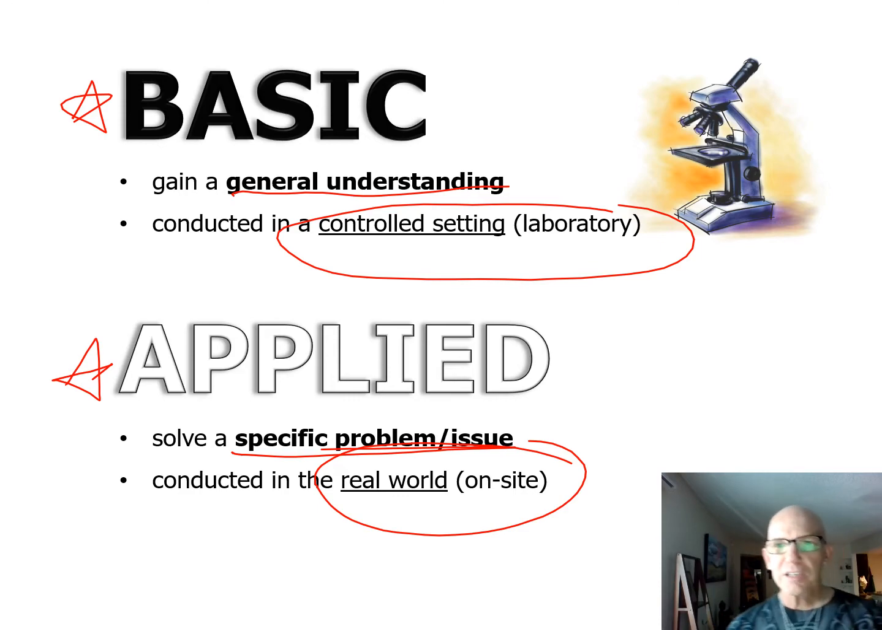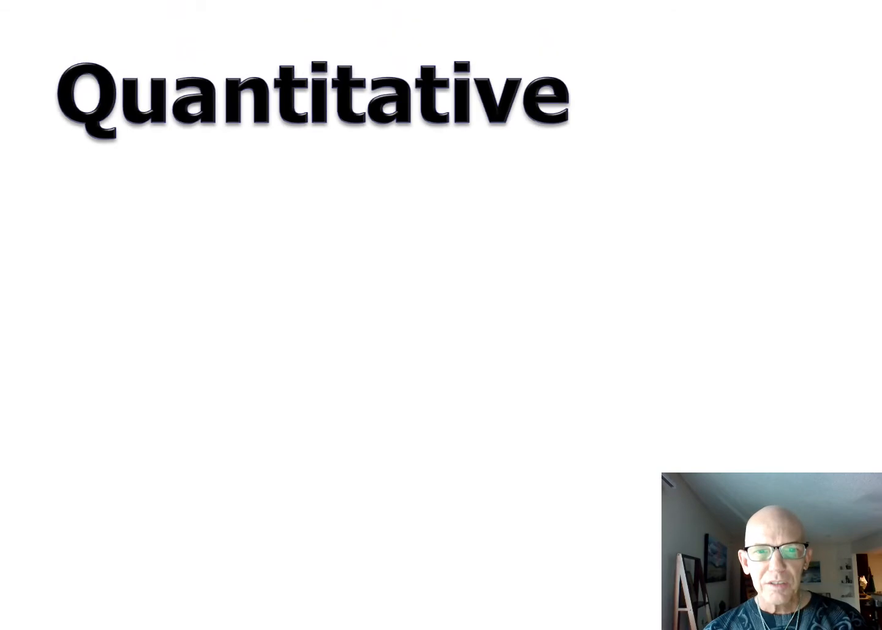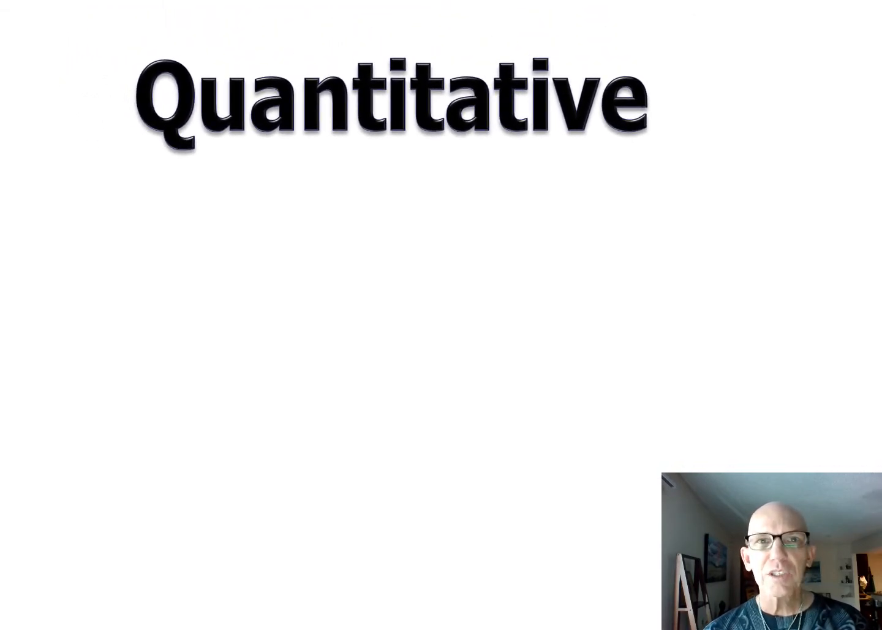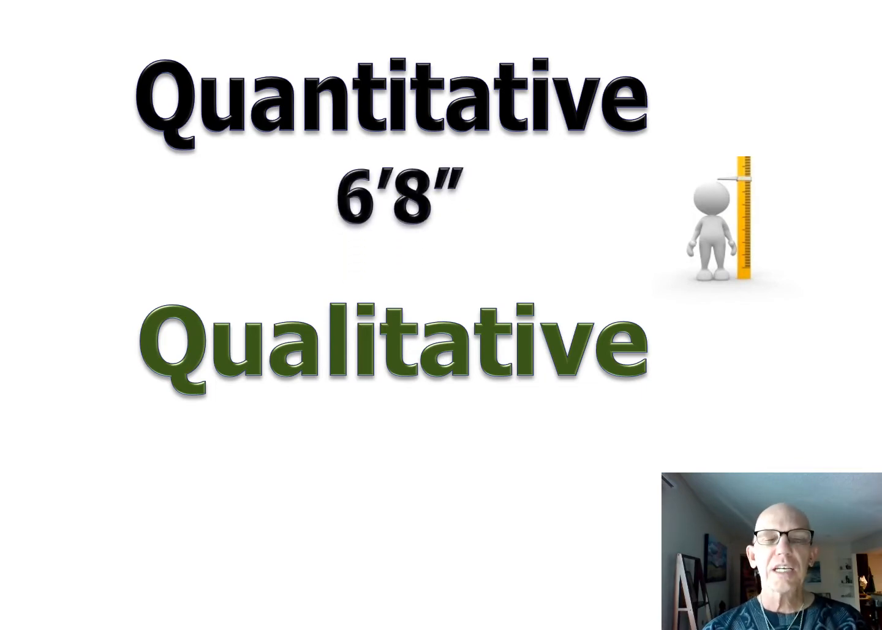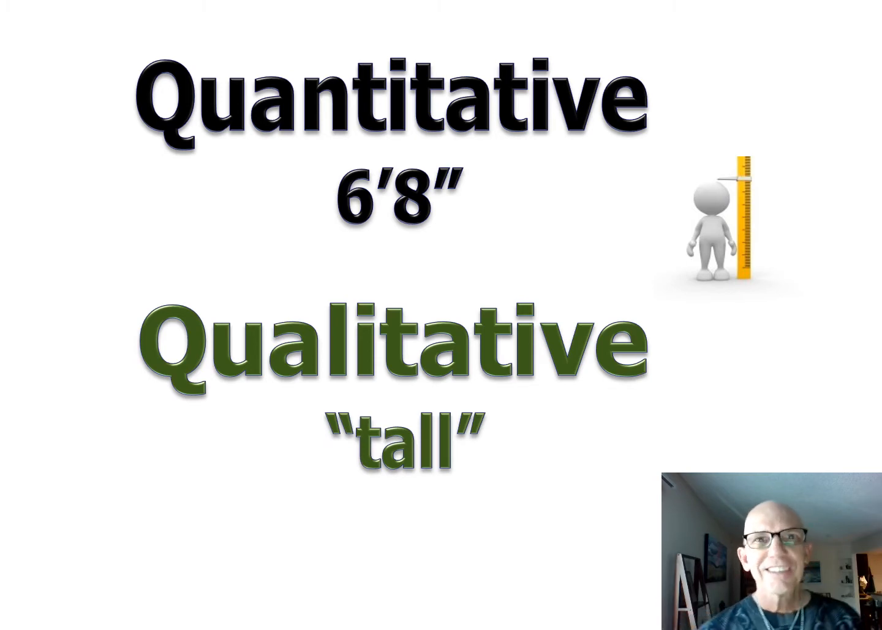Now, the other thing, if we were in class, I would go off a little bit more on is the difference between quantitative research and qualitative research. Quantitative has that root quantity in there. With your height, you're 6'8". I can specify or quantify your height. But I could also say you're very tall, and that does say something about your height too.